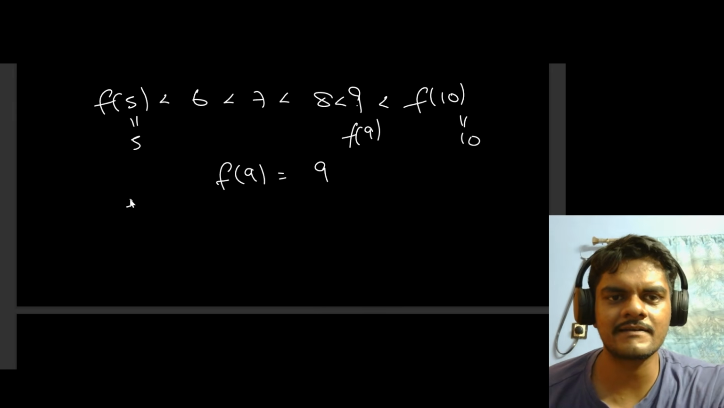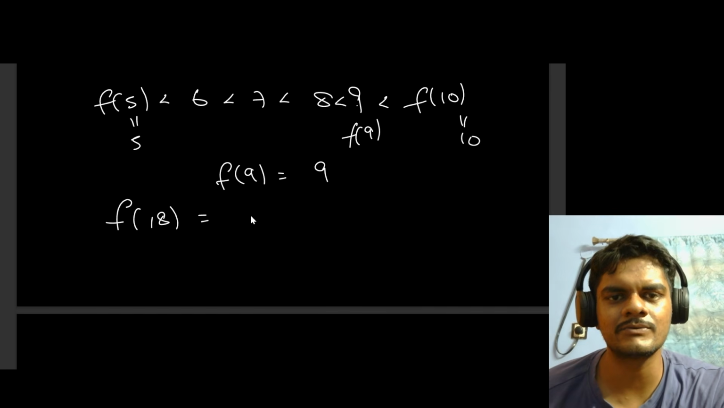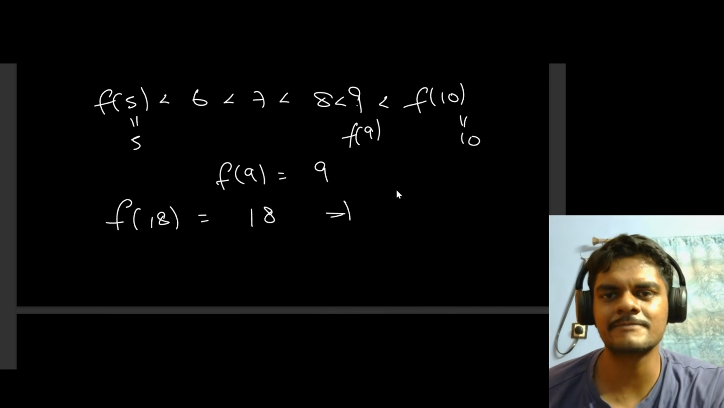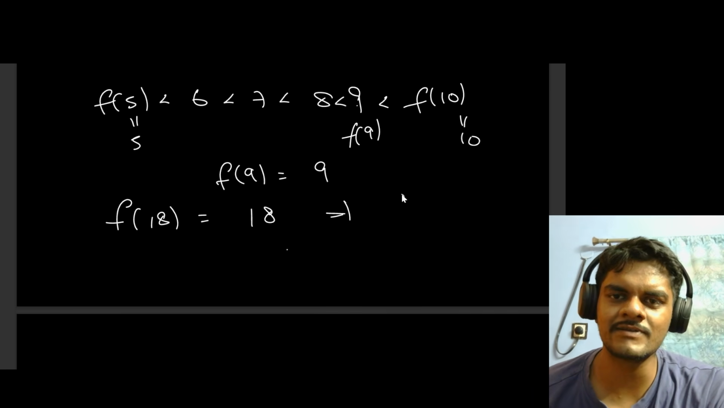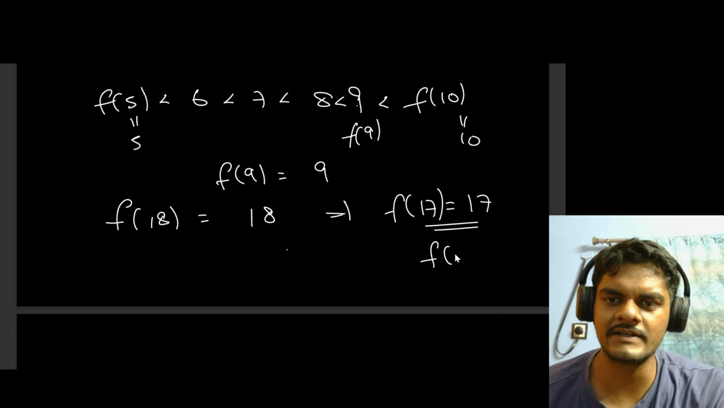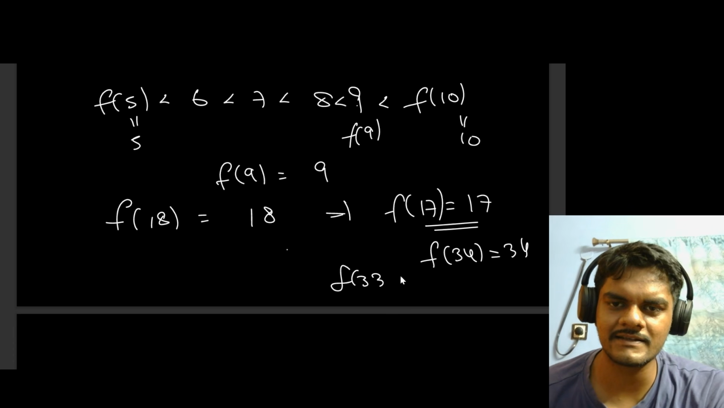So I'll again get f of 18 is equal to 18. So again, this will imply f of 17 is equal to 17. So f of 34 is equal to 34. And then f of 33 is equal to 33. So you see the pattern?